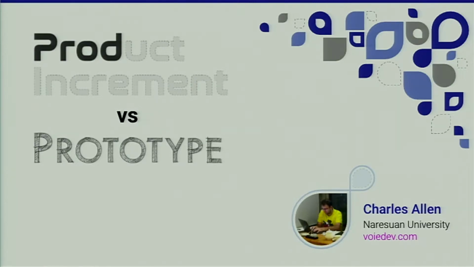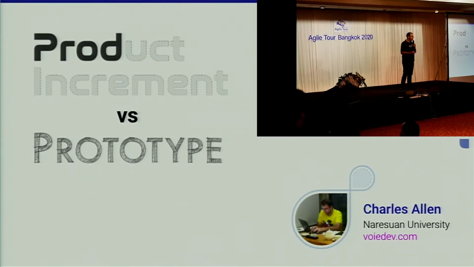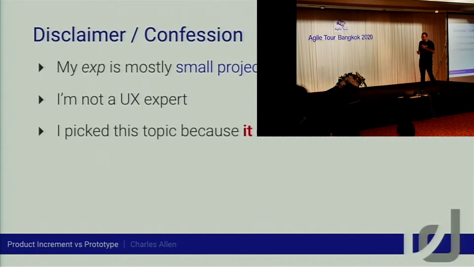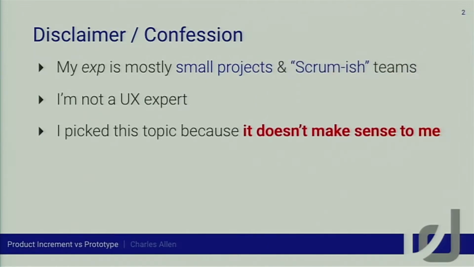So my topic today is product increment versus prototype. I'm going to start with a couple of disclaimers about my topic. Most of my experience comes from small teams and Scrum-ish teams. So I could well be making some horrible blunders when I talk about it. I encourage you to come and talk to me later today. Tell me how your teams work. I'm very interested in learning from your experience.